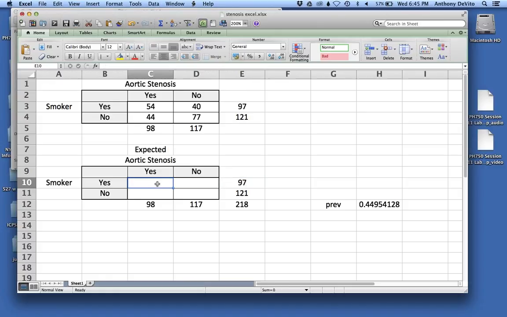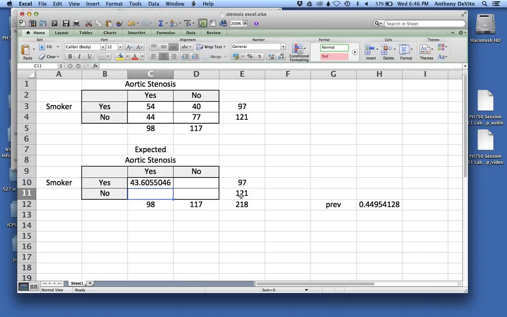There's 97 people that were smokers. So I would expect that out of those 97, 45% of them are going to have aortic stenosis. So I would expect to see 43.6 in there. Okay, notice now with expected values, we don't always get round numbers, like we do here. Here we have to get round numbers because there are actual people in each one of those boxes.